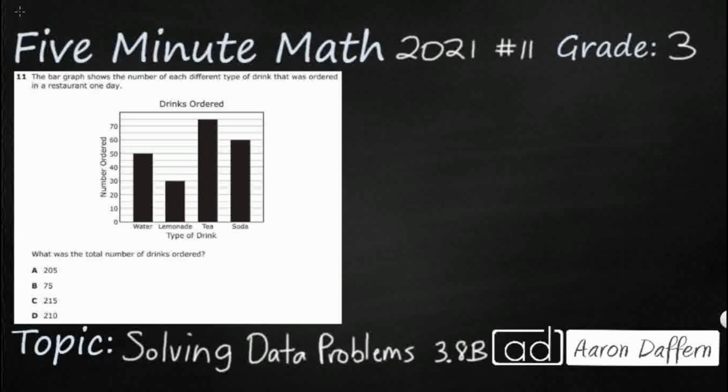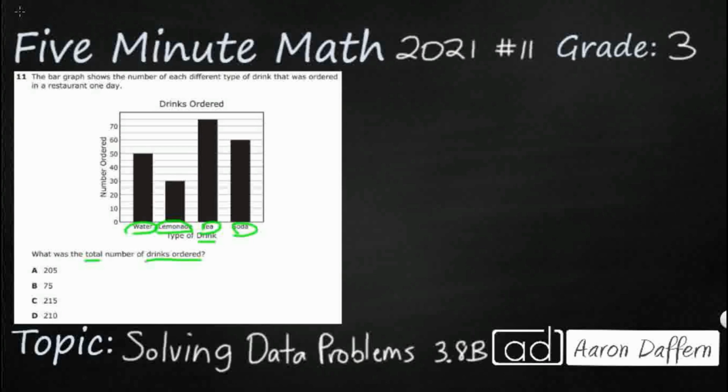So we have a bar graph that shows the different number of each type of drink that was ordered in a restaurant in one day. So we've got water, lemonade, tea, which seems to be the most popular, and then soda. Our question is simply, what is the total number of drinks? All of these are drinks because it says type of drink. So we simply need to add up these four bars.